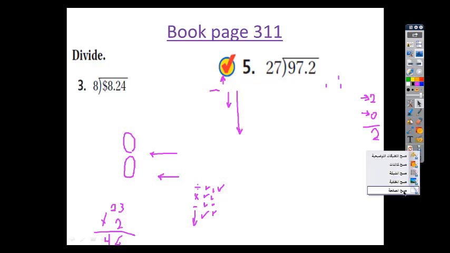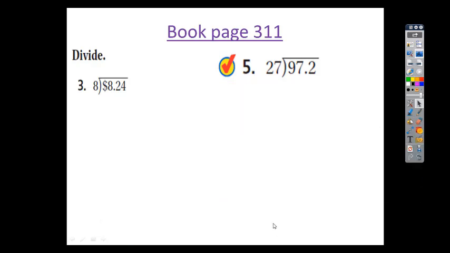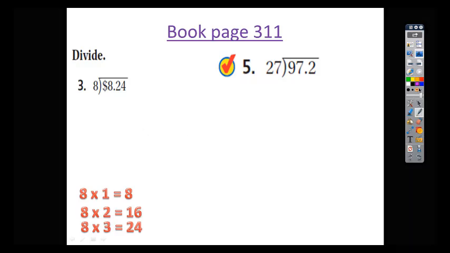Okay, let's write this. If you want to divide this number, in your book, page 311. To divide this, guys, we have to divide 8.24 divided by 8. So the first step here, we have one digit, so we have to take from here one digit and then start to divide. 8 divided by 8 equals, by the way, any number divided by itself equals 1, so the first step here, 8 divided by 8 equals 1.